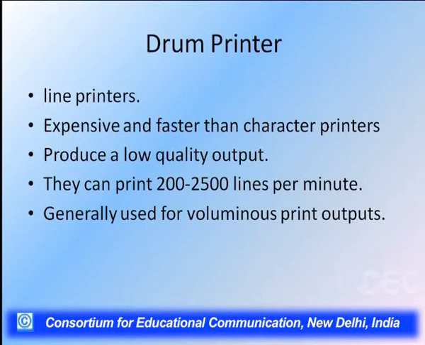The drum printer is the only line printer that we are going to discuss. Line printer means that it is going to print one line at a time. These are faster and more expensive than other character printers, that is dot matrix and daisy wheel. It produces a low quality output, but it is faster. It can print about 200 to 2500 lines per minute. It is generally used for voluminous print outputs, which do not require much quality.